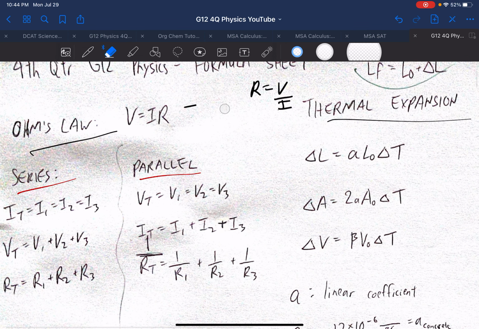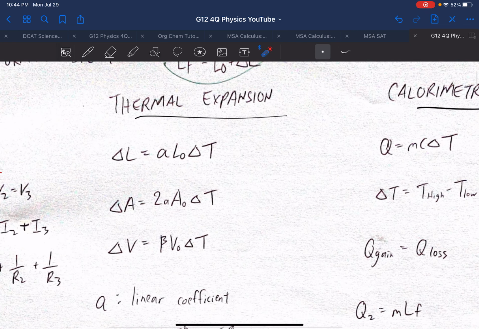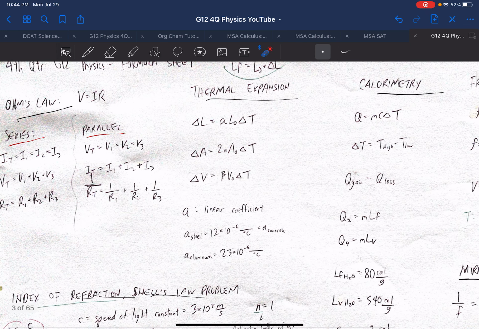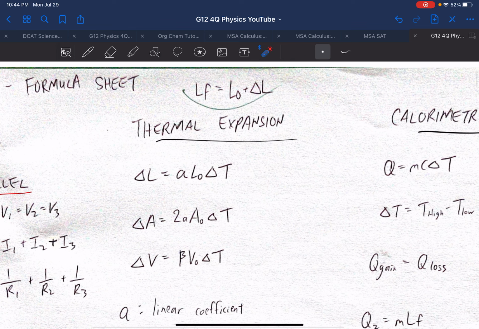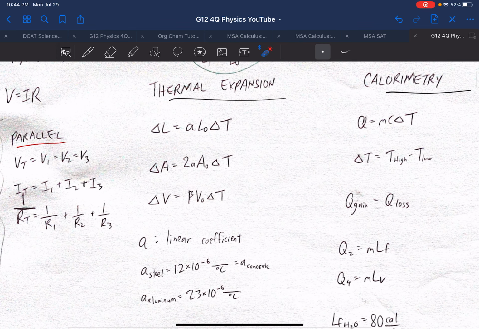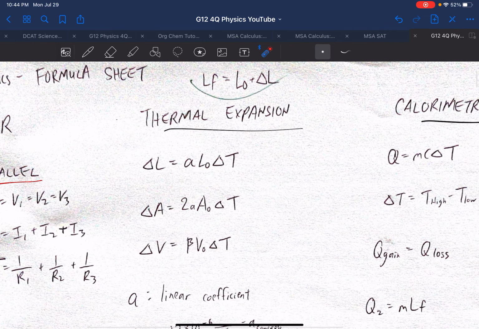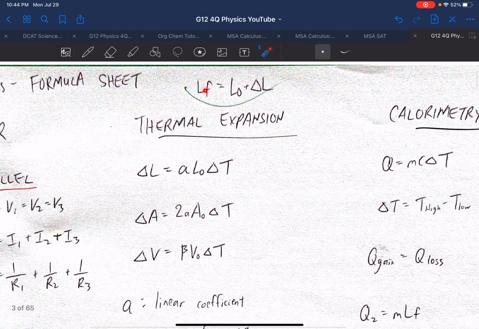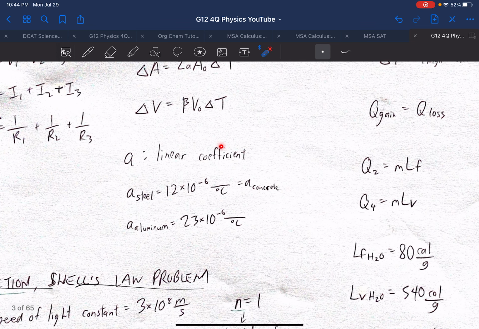Okay, so that's it. Let's move to thermal expansion. I hope I still remember these equations. Maybe I could start remembering them again once we actually go to the actual worksheet. But for now, just find a way to memorize these formulas. I think LF stands for latent heat of fusion. I'm not sure, we'll get to that soon. Alpha is the linear coefficient.